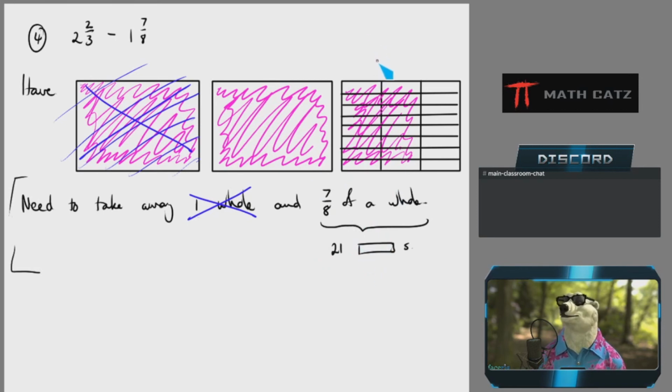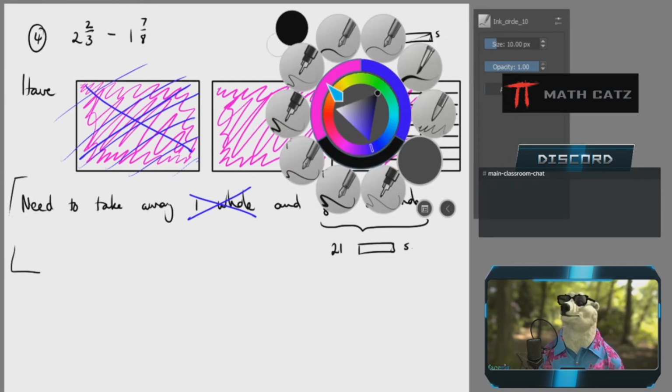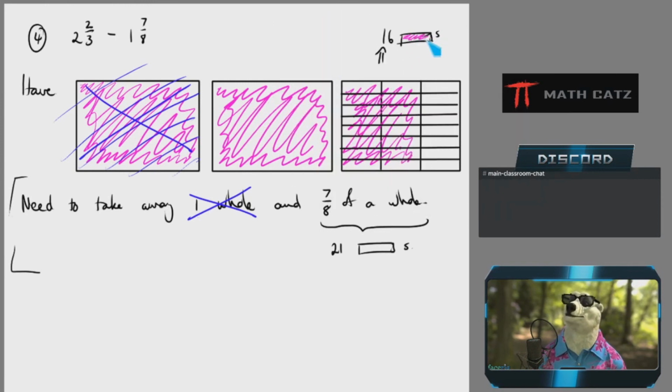Now you see over here, how many pieces do I have? I have 1, 2, 3, 4, 5, 6, 7, 8. I have 16 pieces that are pink. So I can think ahead a little bit. It's like, oh, I need to take away 21. I don't have enough. I'm going to have to dip into this middle whole rectangle. I need to remove some of that as well.